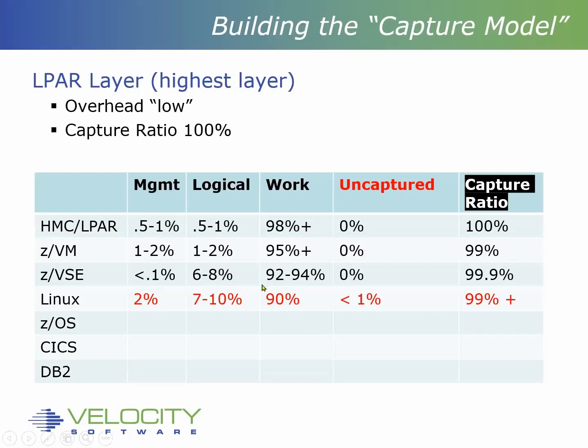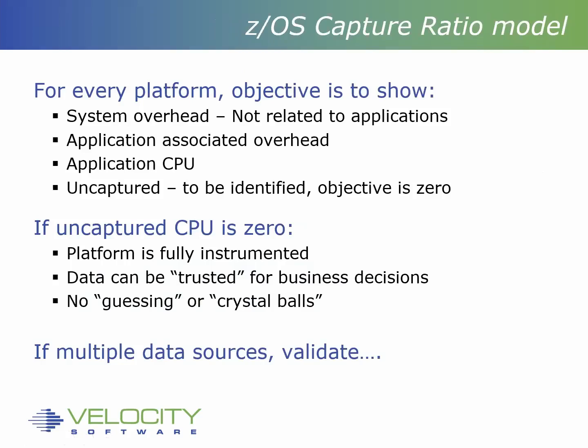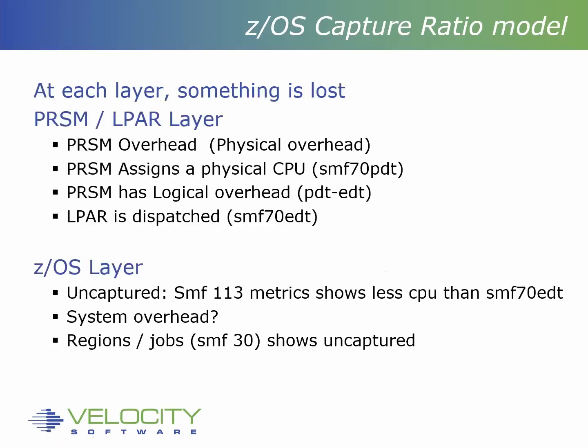So then we get to z/OS at this point of the presentation, and the objective is to show system overhead. Well, that's not reported, so we have to figure it out. Hopefully we get it right, but since the system doesn't present it, then it's a mystery. So for uncaptured, the objective for me is 0. And I was surprised to find out that it's not the typical objective for the platform. If the uncaptured is 0, the platform to me is fully instrumented. If there are crystal balls involved, then we have a problem with the instrumentation at some point.